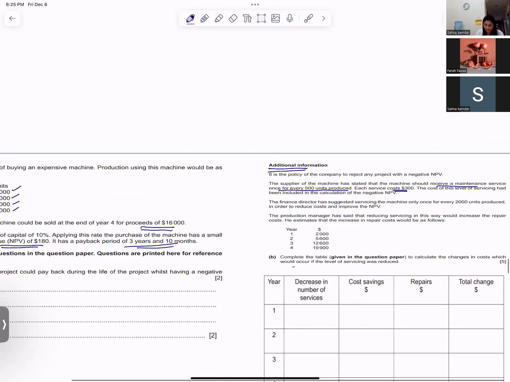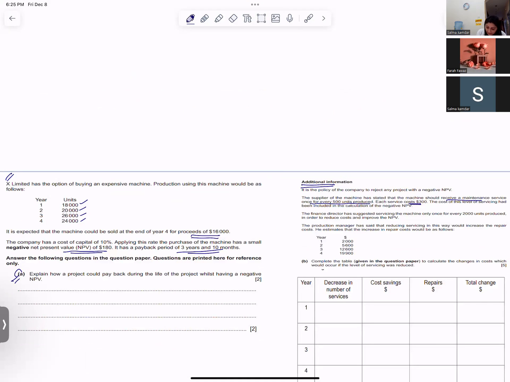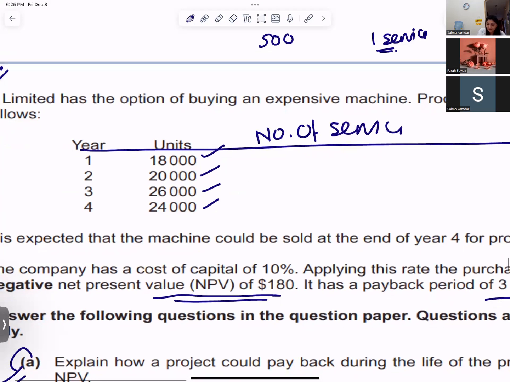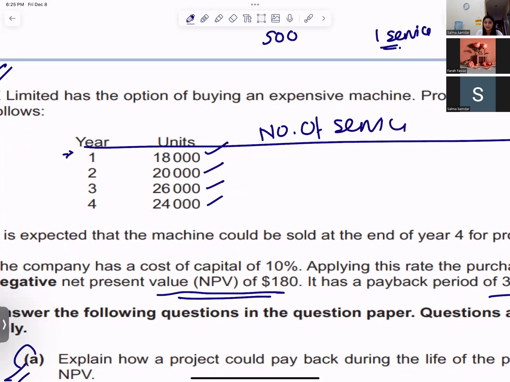300. That means my number of services I can calculate which I would need, right? Every time I produce 500 units, I have to do one service. So tell me, in the first year, how many services I would need?